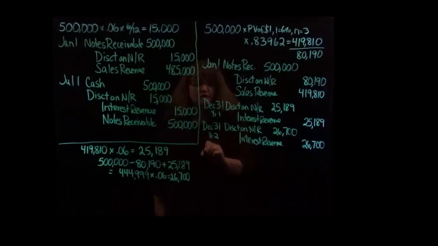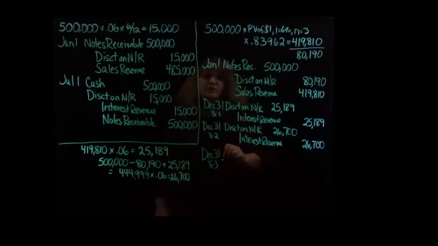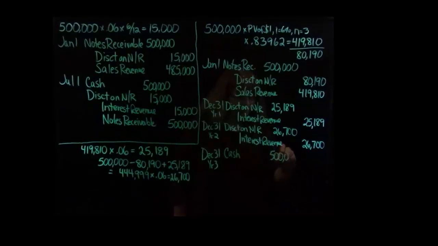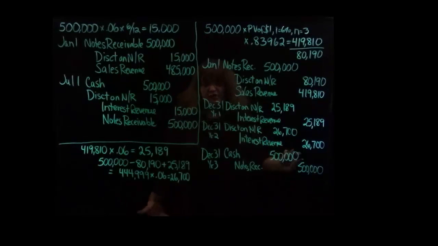And so on December 31st of year 3, two things are going to happen. One, we're going to collect the cash. And two, we're going to recognize the rest of the interest revenue that we have earned. So when we receive the cash, we're going to debit cash for $500,000. We're also then going to credit the note receivable for that $500,000 because we can't have that asset on our books anymore if they've already paid us. They don't owe it anymore.